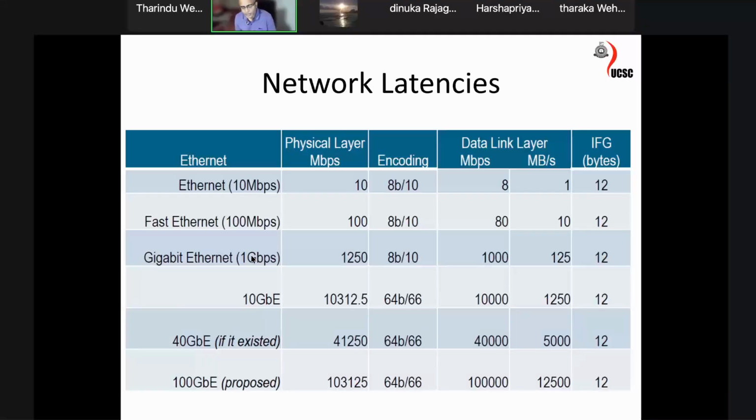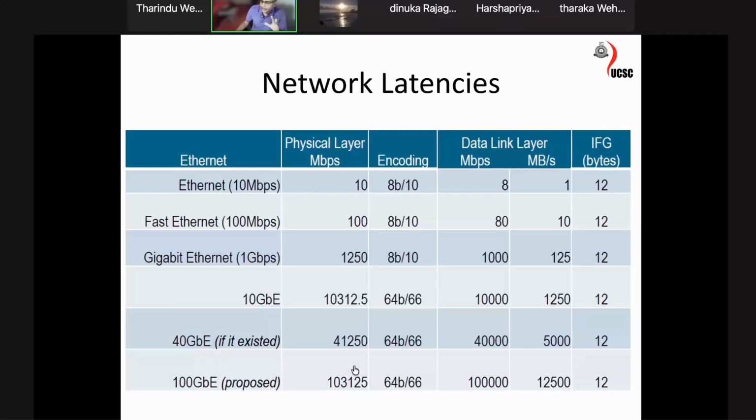And a new encoding method, because the overhead of the traditional encoding method is high, they introduced a new encoding method, which is 64 bits effective and 2 additional bits taken as overhead. So in this case, the effective bandwidth on the data link layer is kept at 10 Gbps as defined by the standard. Then again, a similar encoding method follows on the 40 gig as well as 100 gig. Now we have 25 gig as well.